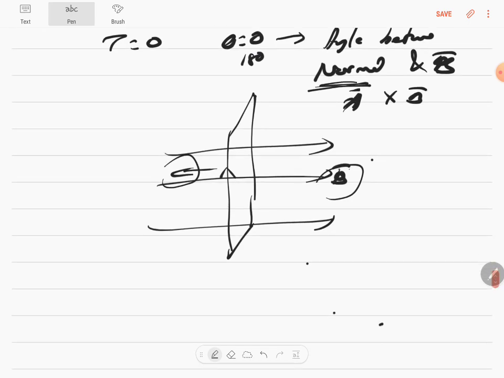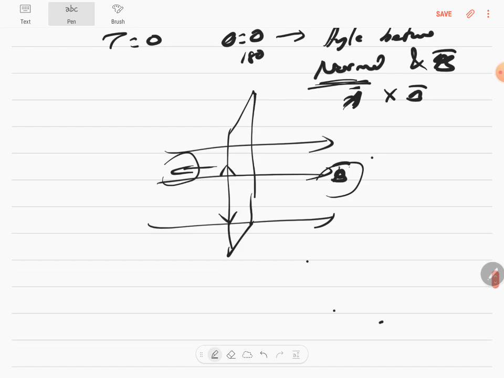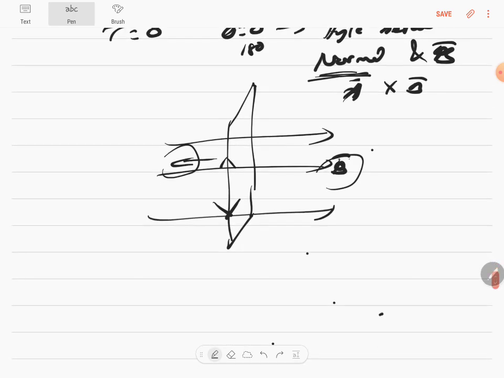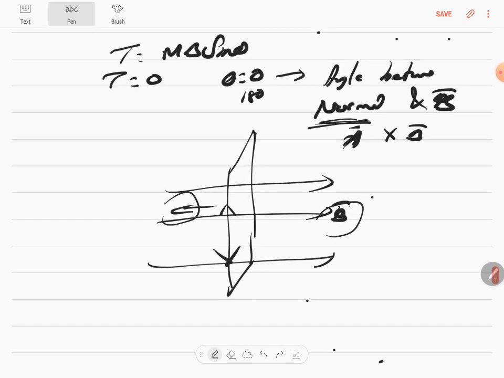And if it was in the downward direction, we can say the area vector and B are parallel. But in this case, we can say the area vector and B are anti-parallel. It is 180 degrees, but the torque is 0. So this is the orientation when the torque is 0. The torque is minimum when theta is equal to 0, or should I write theta is equal to 180 in this case? Shouldn't it be theta is equal to 180 in this case?